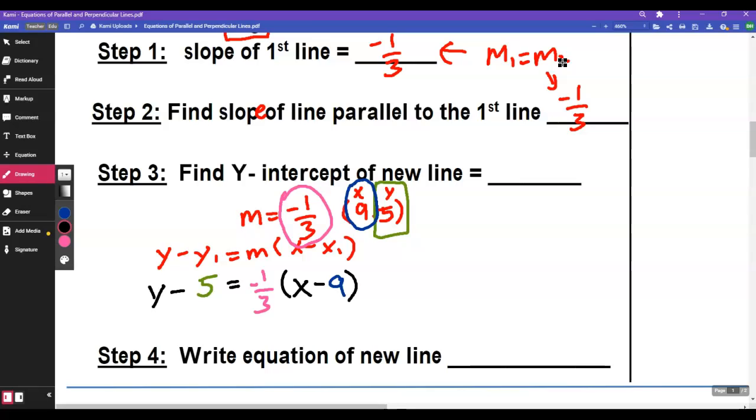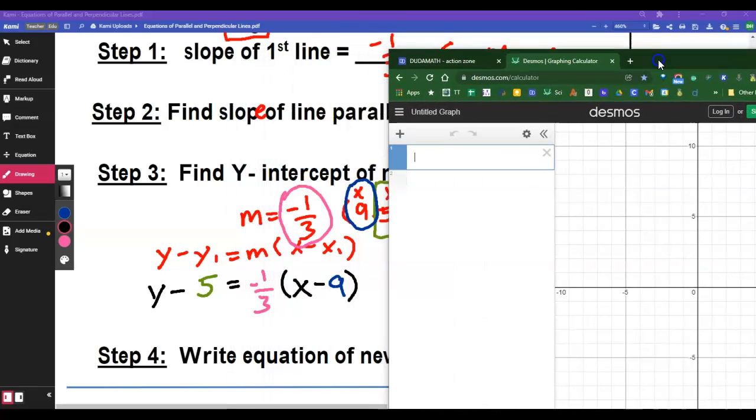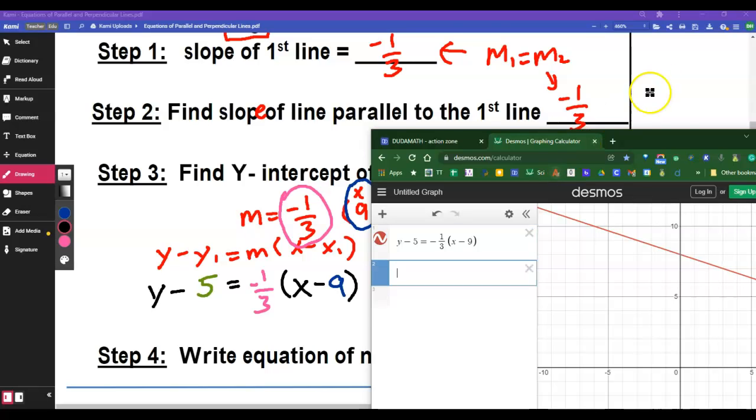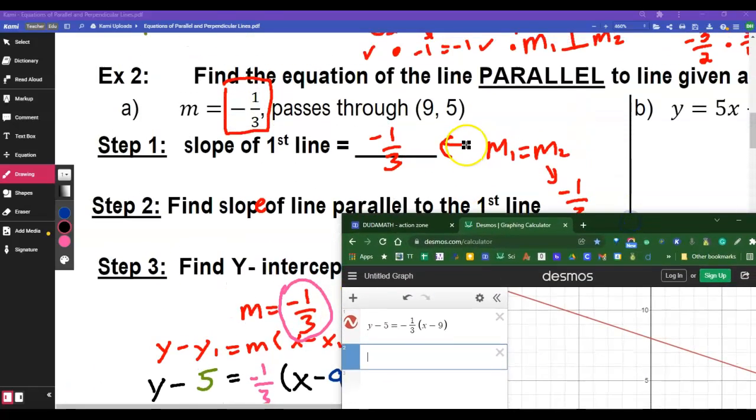Now what you can do, another tool that we haven't used in a while, is Desmos. So what you could do, if you're going to check, is type in your answer, which is y minus 5, just in that same format, equals negative 1 over 3, x minus 9. All right? And also type in the coordinate that it's supposed to go through. So this is supposed to go through what it says up here, 9, 5. So I'm going to type that in parentheses, 9, 5.